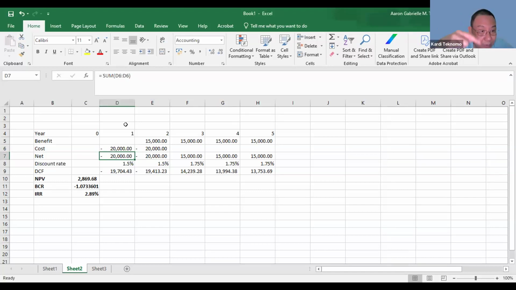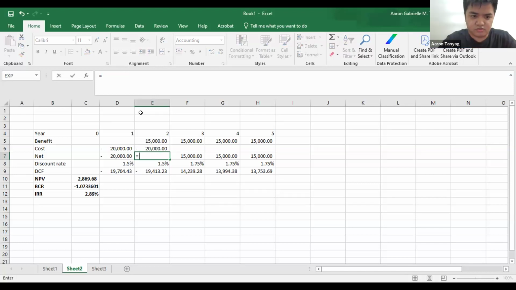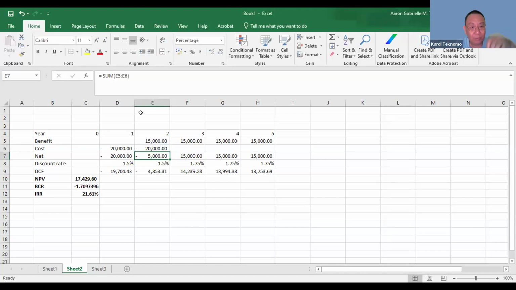No, no. You need to put that into NPV first. In row 7, you need to get the net per year, that's fine. And then I get a discount rate of 1.5% for the first 2 years and 1.75% for years 3 to 5. Then I get the discounted cash flow for all the 5 years, per year, sir. And then the sum of all those five is the net present value.